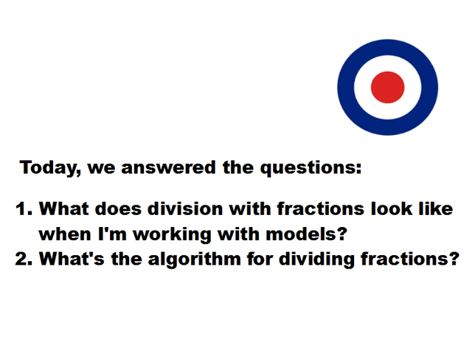So today we answered the questions. What does division with fractions look like when I'm working with models? Well, you've seen that. What's the algorithm for dividing fractions? Well, we're going to take our whole number, place it over 1, and then division becomes multiplication, and the second fraction is flipped to become the reciprocal of the one we started with. Multiply straight across, and it's under control. Well done. We'll work some more with this in the morning.